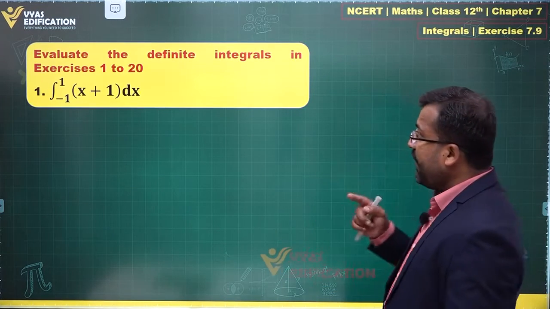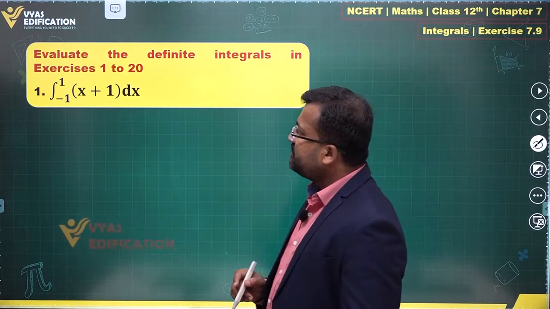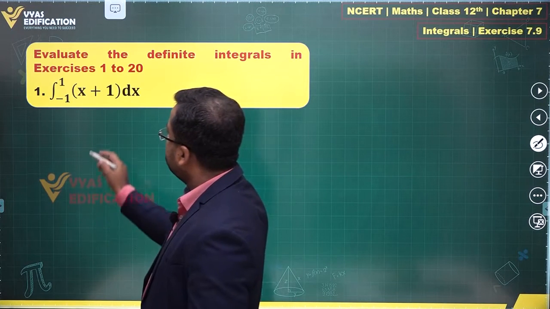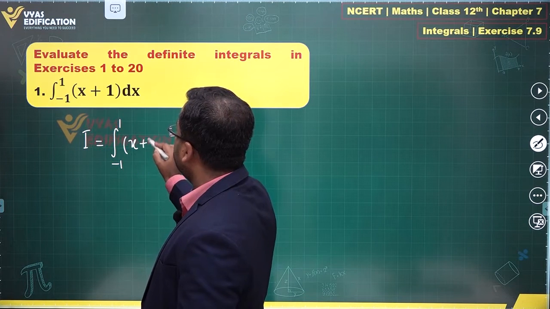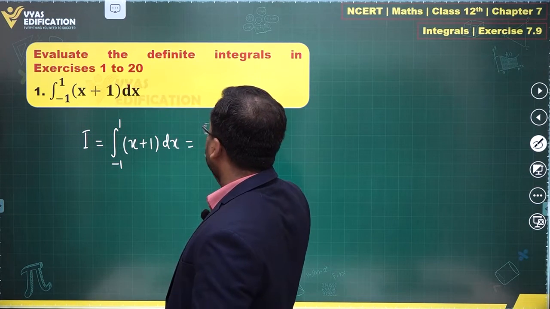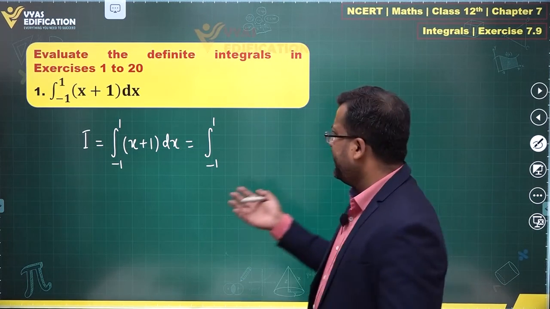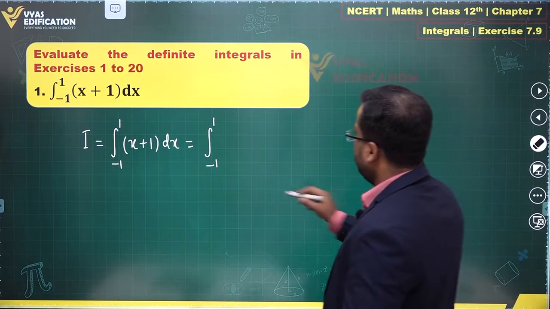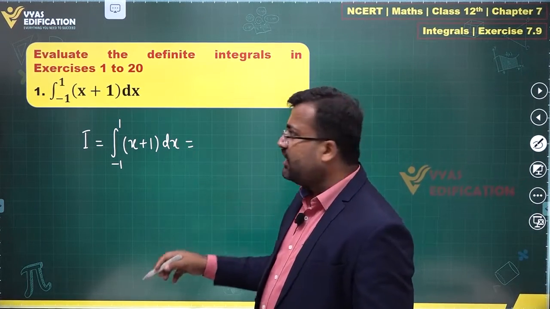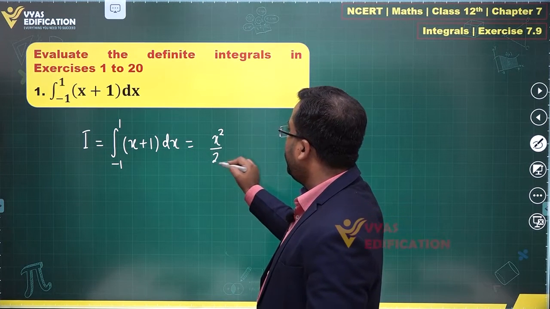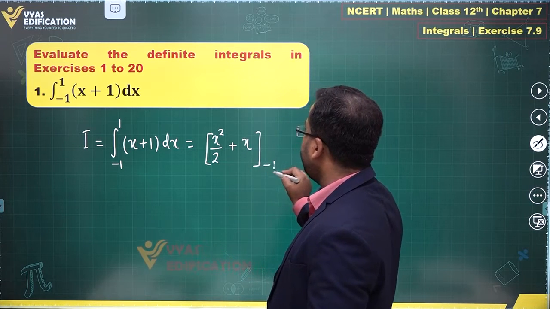Question number 1 says, evaluate this particular value. So we have integral from -1 to 1, x plus 1 dx. X plus 1 can be integrated directly, there's no need to write that. Integration is very simple over here. X plus 1, the integral of x will be x square by 2, and the integral of 1 will be x, and you'll have to put the limits -1 and 1.